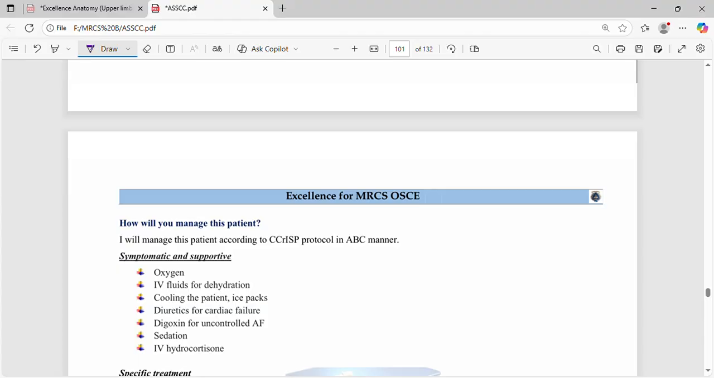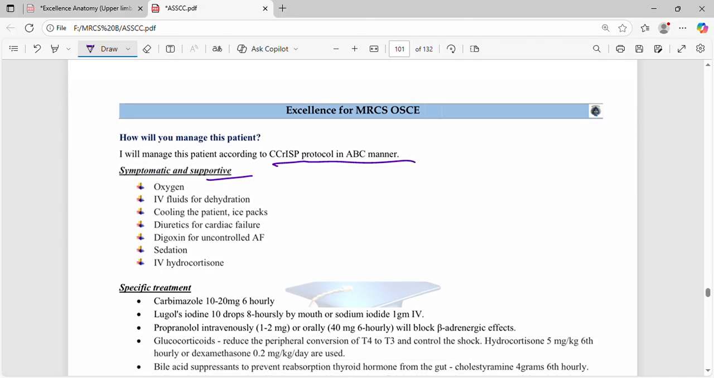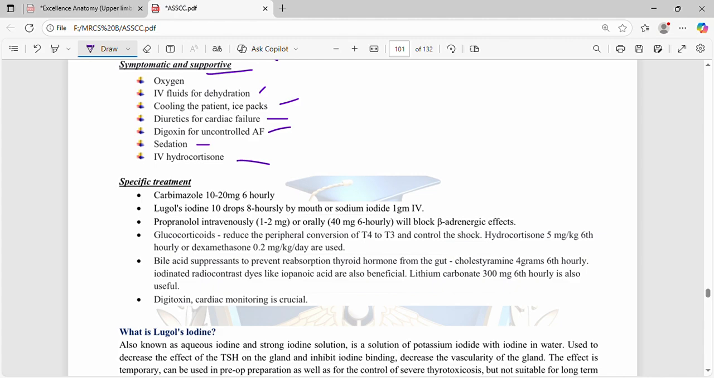How will you manage? This is a critical care condition. So you will manage according to the CRISP protocol, ABC manner. Give first oxygen, high flow oxygen, IV fluids for dehydration, cooling the patient with ice pack, diuretic for cardiac failure, digoxin for uncontrolled atrial fibrillation, sedation, and IV hydrocortisone. And specific treatment is carbimazole 10 to 20 milligram 6 hourly.